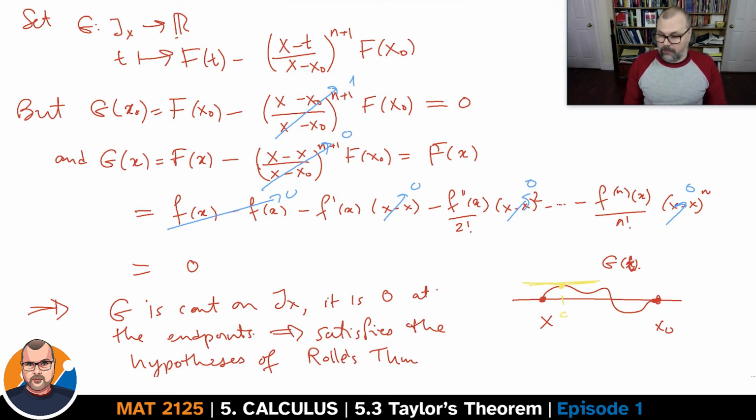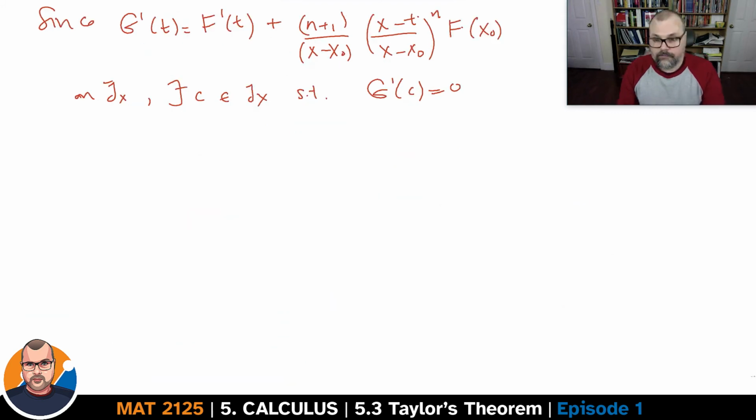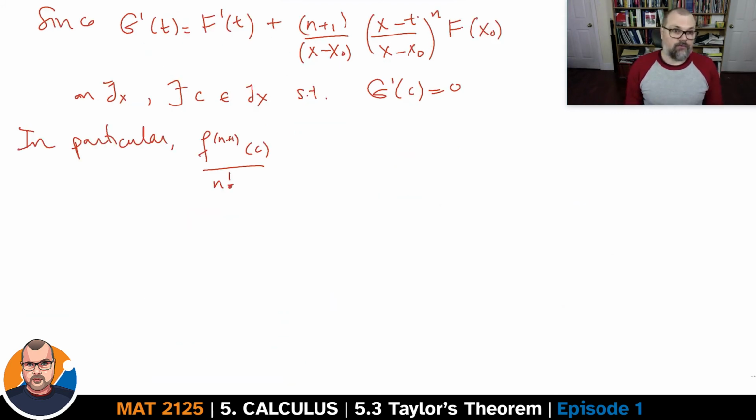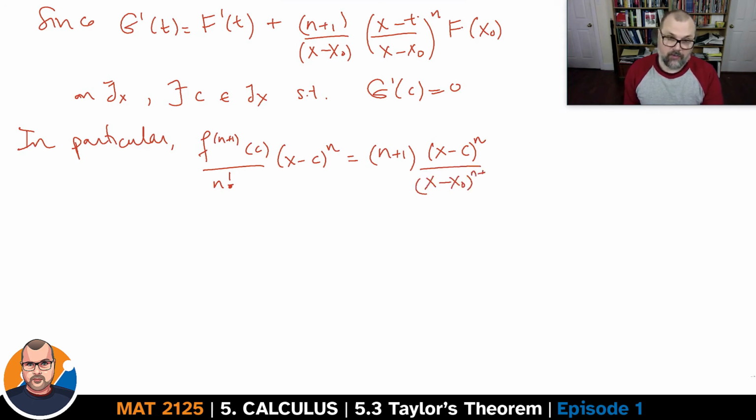In particular, what we get out of this, we evaluate the n plus 1 derivative at c divided by n times x minus c to the nth power. This is going to be the same thing as n plus 1 times x minus c to the nth power divided by x minus x naught to the n plus 1 power times function f. Now, where do I get this from?